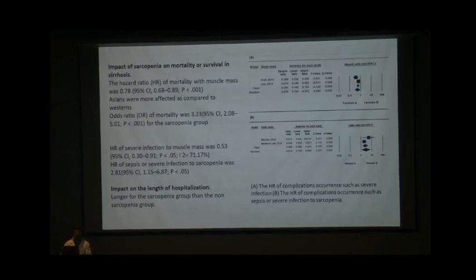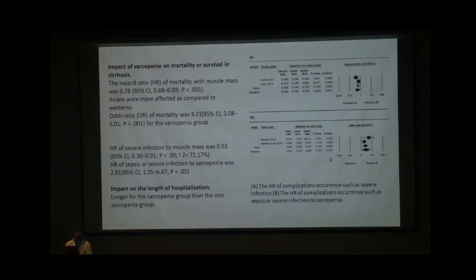Impact of sarcopenia on mortality. As we see, this hazard ratio is less than 1. It shows the hazard ratio of mortality with muscle mass. As the muscle mass decreases, the mortality increases. As the muscle mass goes up, the mortality will decrease.